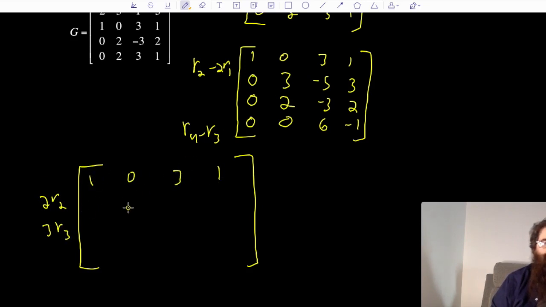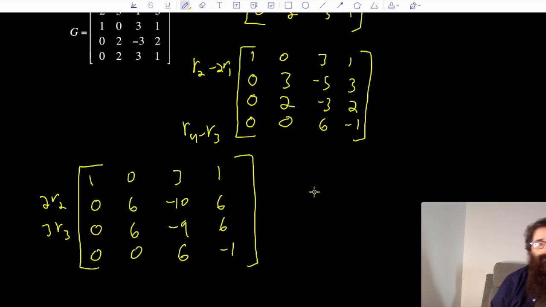So if I do 2 times row 2, it's going to give me 0, 6, negative 10, 6. And 3 times row 3, I'm going to get 0, 6, negative 9, 6. You can see what I'm trying to do. I'm trying to make these look similar so I can do some subtraction. I'm just going to rewrite row 4. Now I can do the row reduction that I wanted to do.